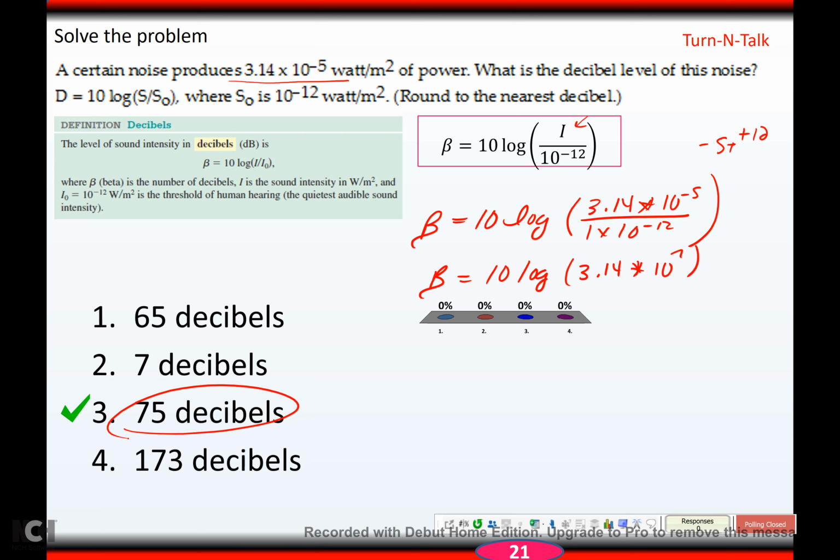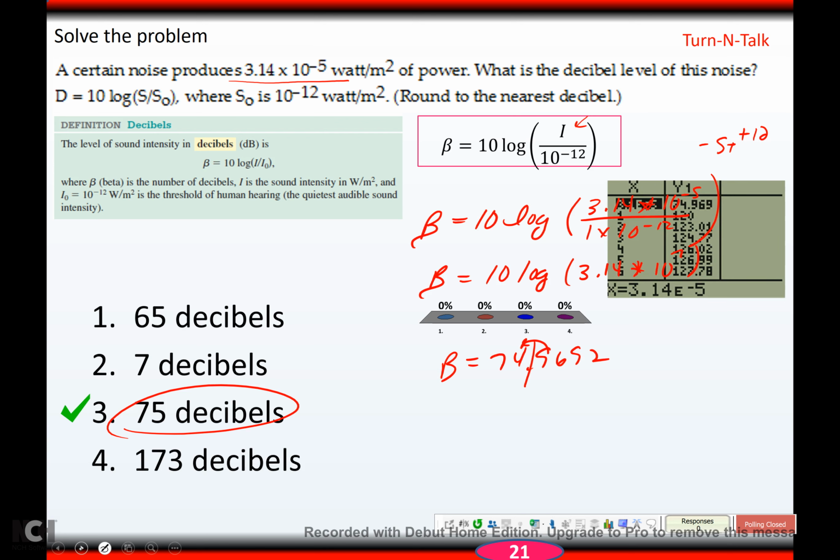Let me check. 10 times log 3.14 times 10 caret 7. Yep, you get 74.9692 blah blah blah, and they rounded it to 75.